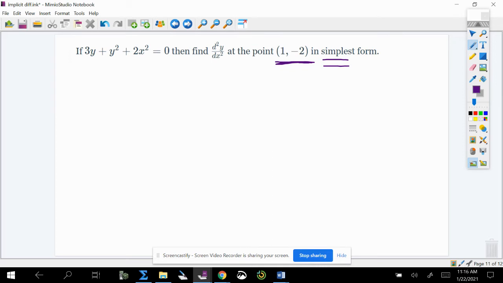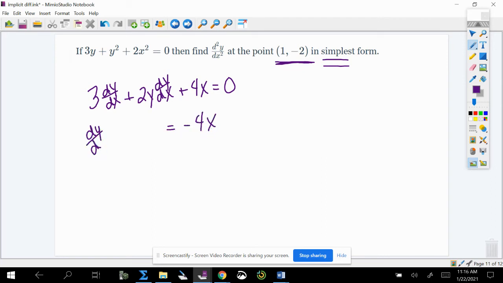So my derivative is 3 dy/dx plus 2y dy/dx plus 4x equals 0. So I'm going to move the 4x, so I have a negative 4x. I'm going to pull out the dy/dx on the left side, so I have 3 plus 2y. And I'm going to divide.